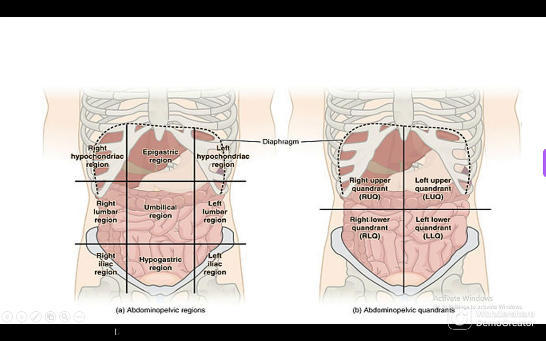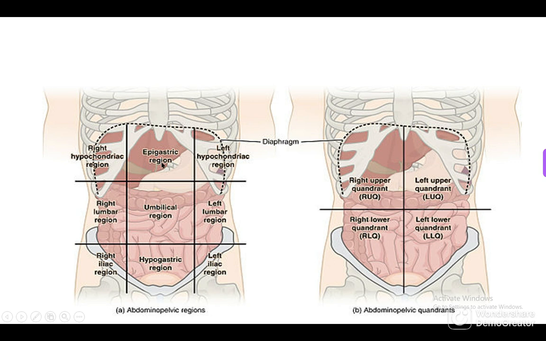Here is the mid-clavicular line, drawn vertically. It cuts here at the mid-inguinal point. The two transverse lines here: one is called the transpyloric line, and the second one is the tubercular line. In this fashion, the 9 regions are formed.